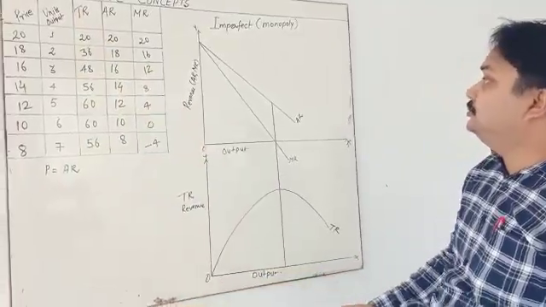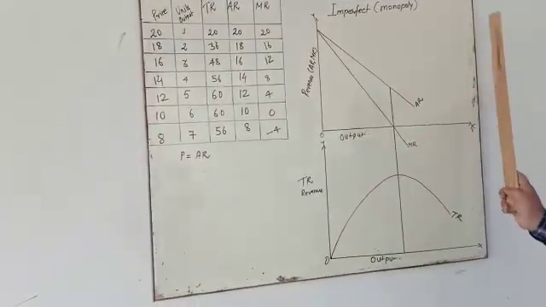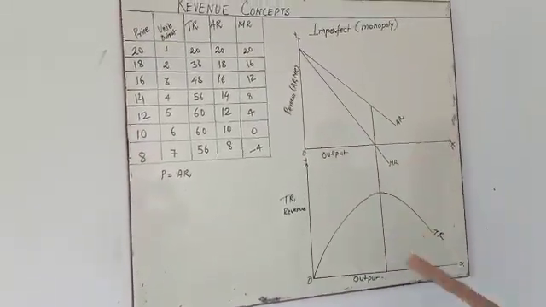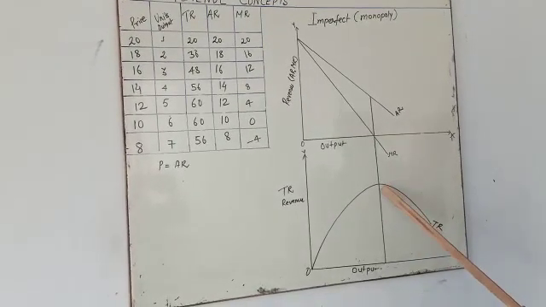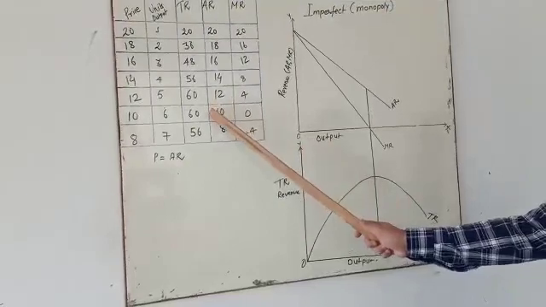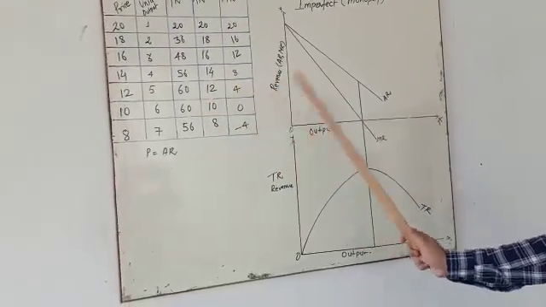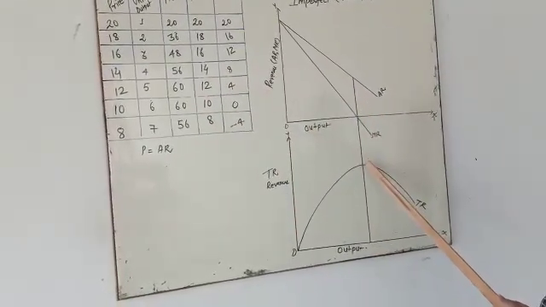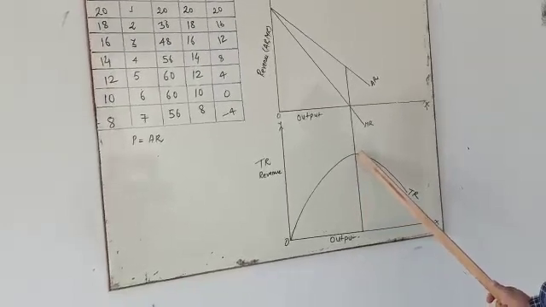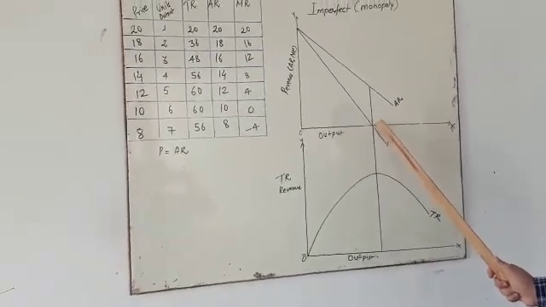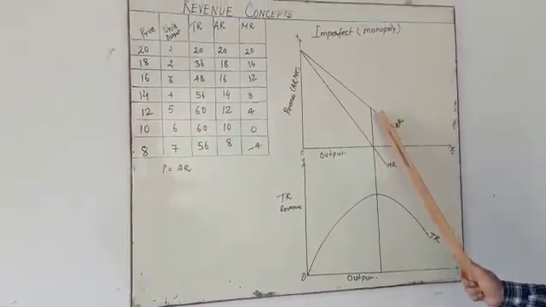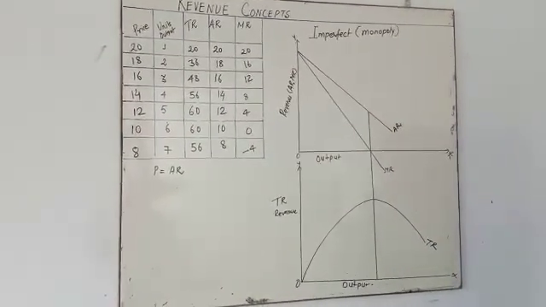Whatever the graphical position, you have to see in the graph behavior that when TR is maximum, MR is 0. When TR is at its peak point, marginal revenue is 0 and average revenue is falling down. Thank you, my dear student.